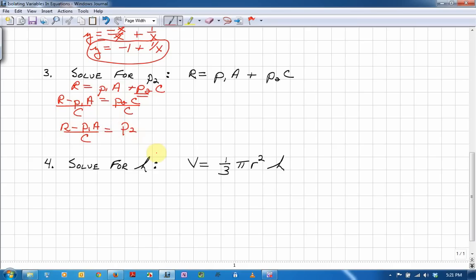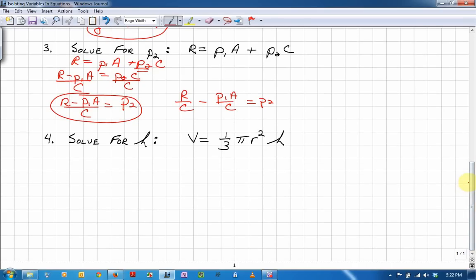In this case, I'm just going to leave it like that. I could split this up. One possible answer would be R all over C minus P1A all over C is equal to P2, by splitting up each portion of my numerator and putting that over the denominator. Actually, both of those are correct. This is probably how we would see most formulas written, so I'm going to leave it like that.